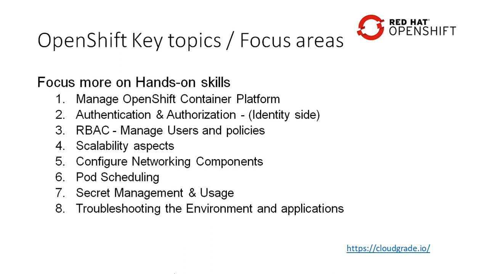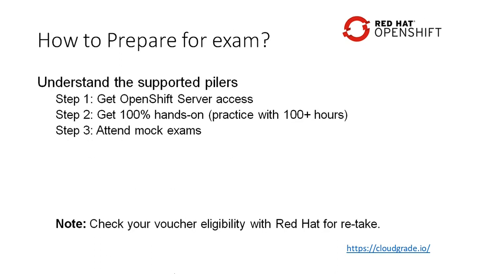Moving next. We now see how to prepare for the exam. What are the important aspects you need to concentrate on to achieve the specialist certification? The important thing is you need OpenShift server access. Without an OpenShift server and without practicing, it is highly impossible to clear this exam. You need to spend at least 100 plus hours practicing hands-on labs on the OpenShift administration side so that you will gain confidence in how OpenShift works.